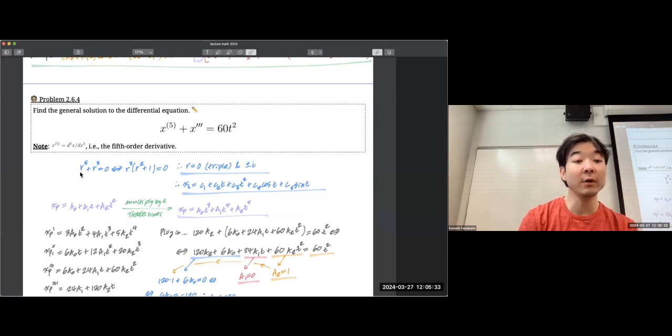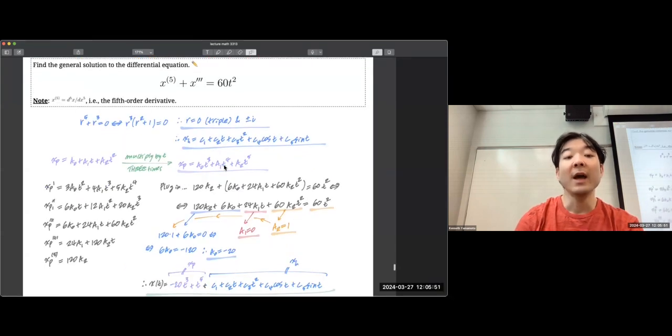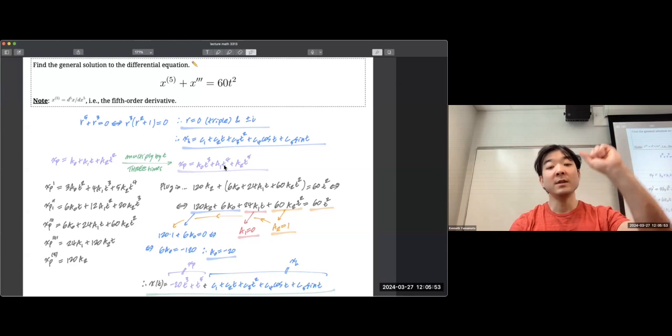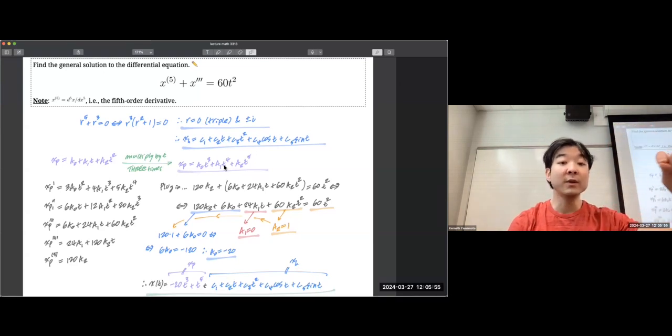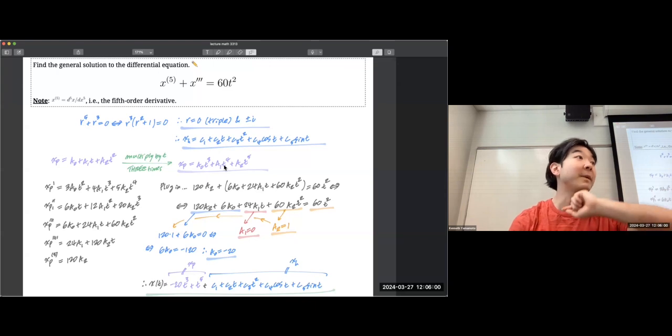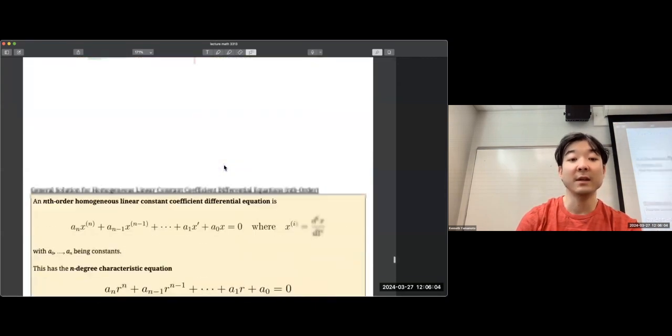If you have a fifth degree characteristic polynomial, you'll have 5 roots up to multiplicity 5. Like this one only had plus or minus i and 0, but 0 counted as 3 roots because it was a triple root. And we noticed that every time you have a double root, you end up multiplying by t. If you had a triple root, you would multiply by another t, and you just keep multiplying by t for each additional. The summary is like this stuff right here.